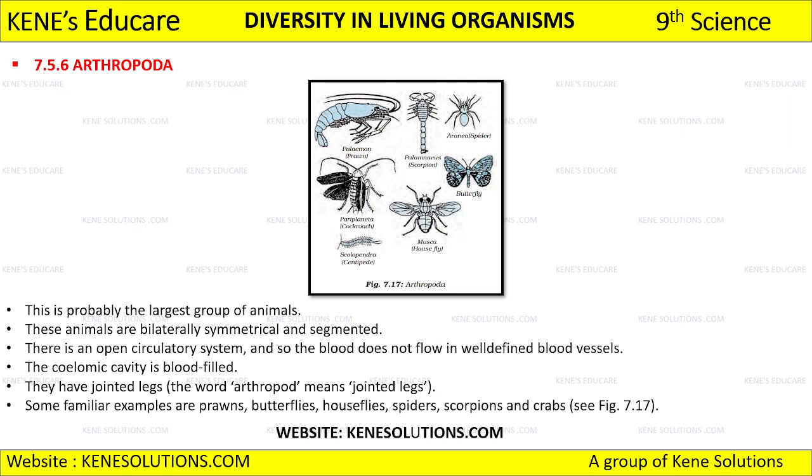I hope every one of you is taking a note of it. So you can see the examples that are given under Arthropoda. We have prawn, then spider, scorpion, butterfly, housefly, cockroach, centipede. These are all examples of it. So make sure you know them.